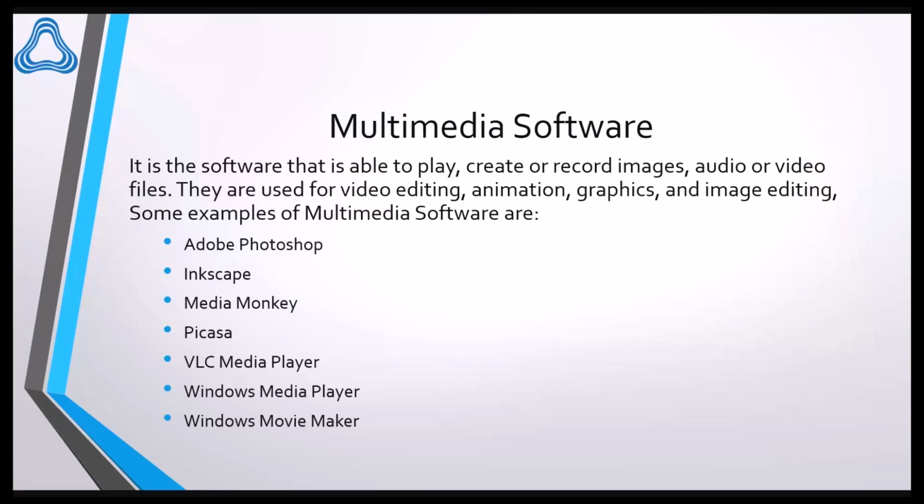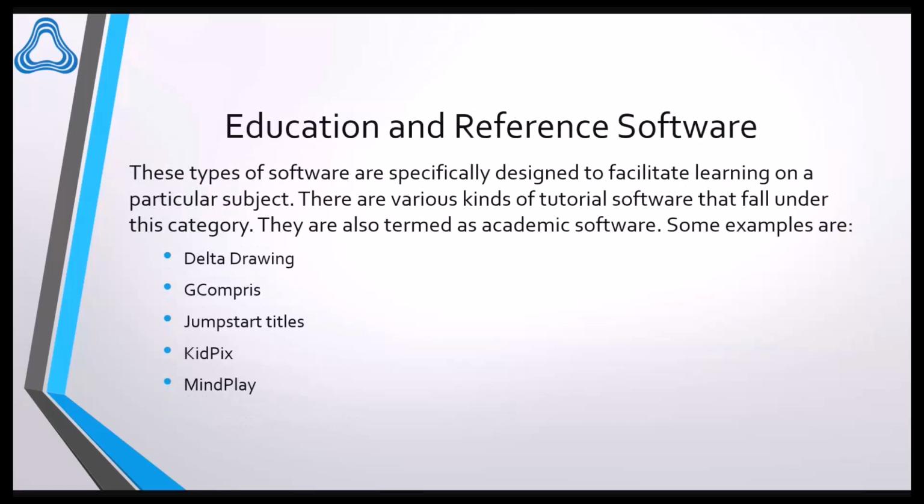We also have education and reference software. These types of software are specifically designed to facilitate learning on a particular subject, and there are various kinds of tutorial software which fall under this category. They are also termed as academic software, and examples are listed below. We have Delta Drawing, G-Compress, Jumpstart Titles, KidPix, and Mindplay. We then move on to the next category, which is graphic software.